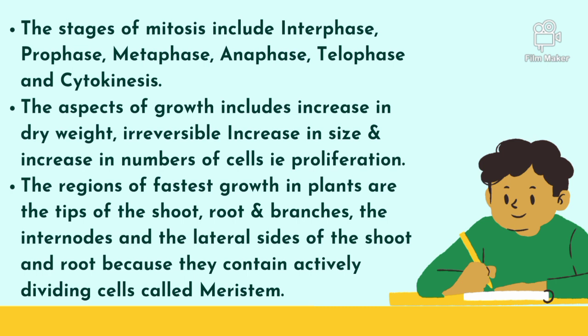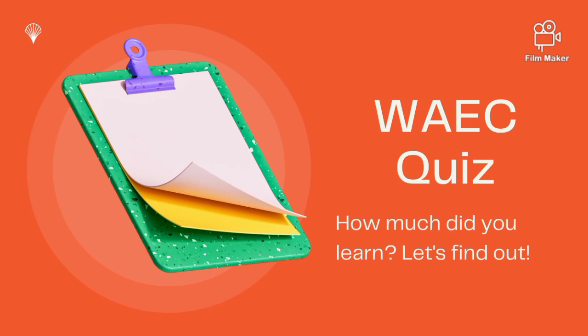Now, the regions of fastest growth in plants are the shoot tip and the root tips containing meristems, which are actively dividing cells. Alright, like our normal routine, let us test our knowledge of what we have learned by answering past WAEC questions on the concept of growth and cell division.